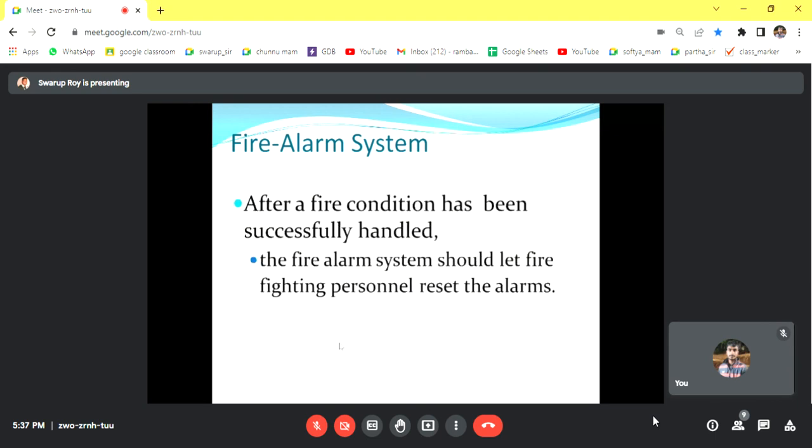Now, once that fire condition has been successfully handled, the fire alarm will be stopped, and the whole thing will come back to the original state. The earlier state was an alert state, and now it comes to the normal state. So this is the task of the target software that we would like to develop for a fire alarm system.